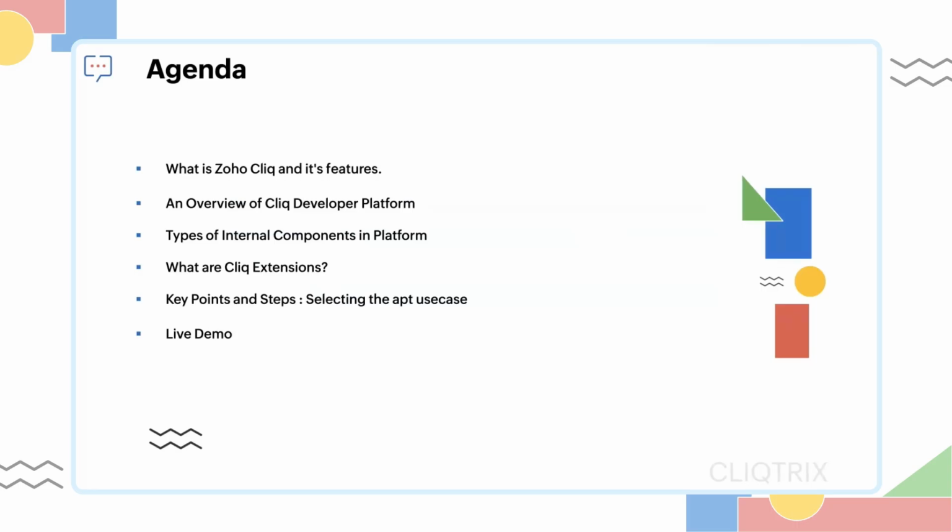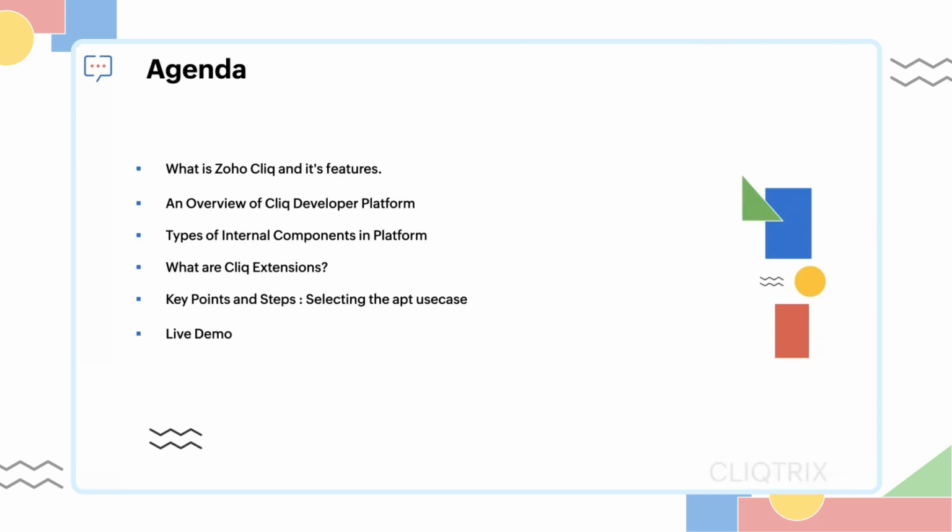Let's dive into today's agenda. First, we'll start with a quick introduction to Zoho Cliq and its core features. From there, we'll explore how Cliq can benefit businesses by streamlining communication and enhancing productivity. I'll then provide a deep dive into the Cliq Platform, covering internal components and what makes it so versatile. We'll also look at the latest features and extensions available on the platform, with ideas on how you can enhance these extensions, which you're going to build for the competition.